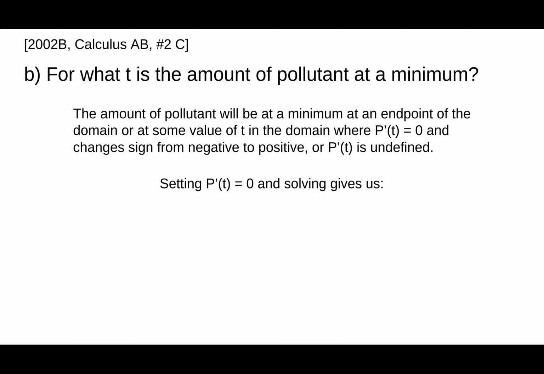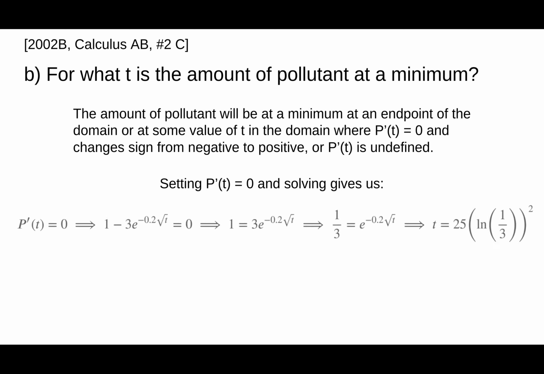All right, so what we're going to want to do is set p prime of t equal to 0 and solve that equation for t. That will tell us when the derivative is equal to 0, and then we can apply some more analysis to determine if it changes from negative to positive or positive to negative.